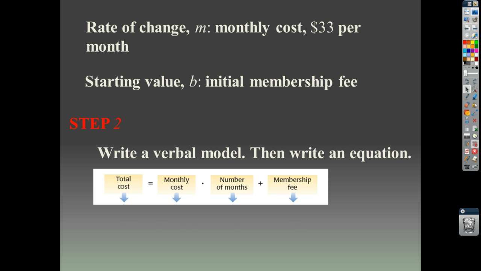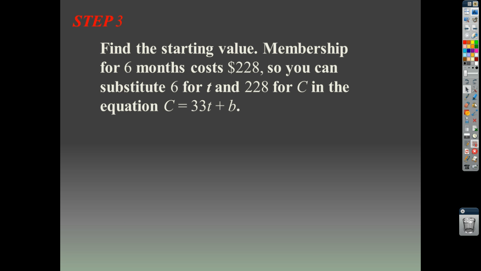So the total cost, we're going to call that C. We know that the monthly cost, or the rate of change, is 33. The number of months, we don't know. We'll call it T, and the membership fee is b. In this case, T would be the same as x, and C is the same as y. Because T is the value that we are changing, and C is the value that we are measuring the result of. So we have a point here. We know that 6 months costs $228, so we can plug that in and solve for b.